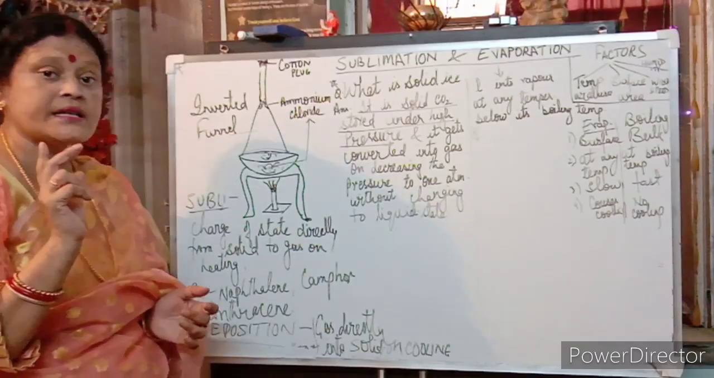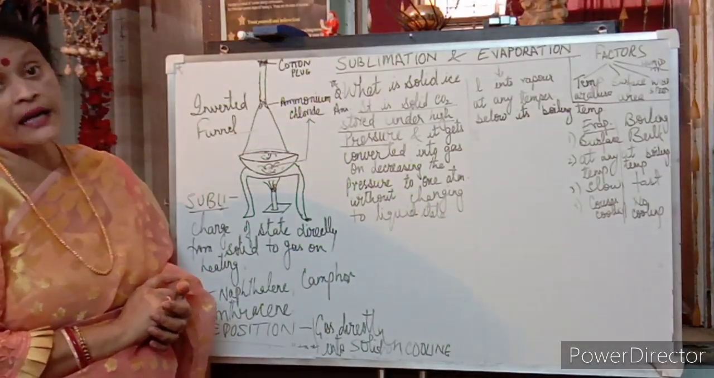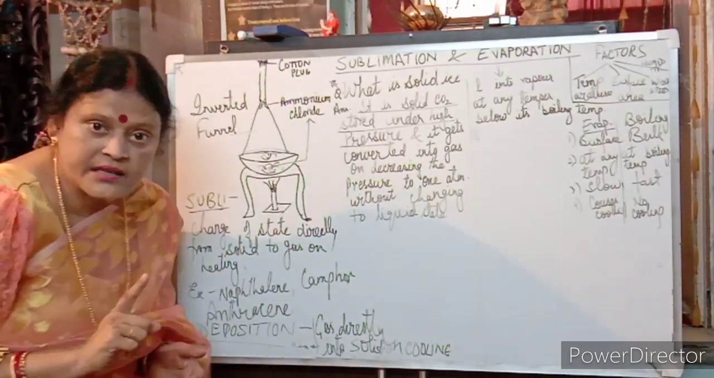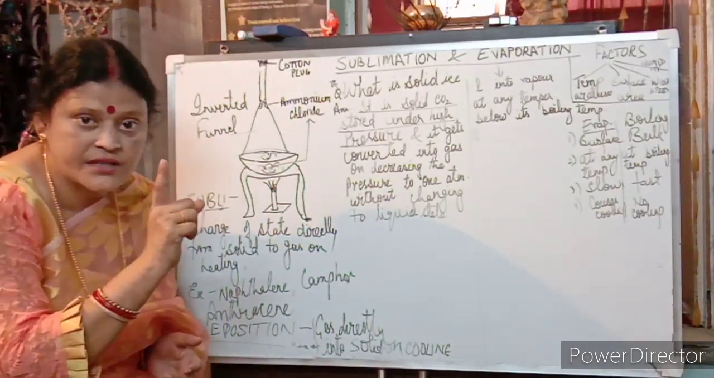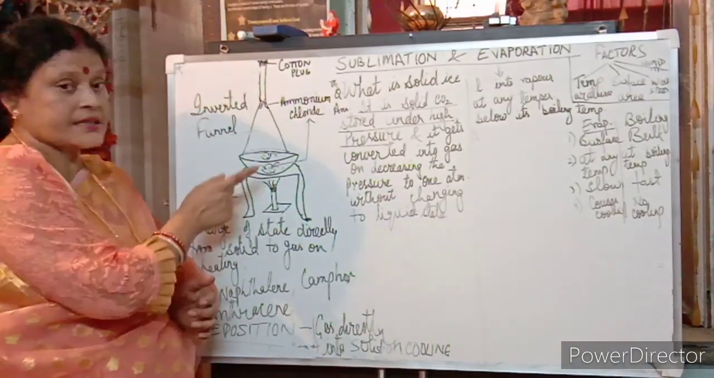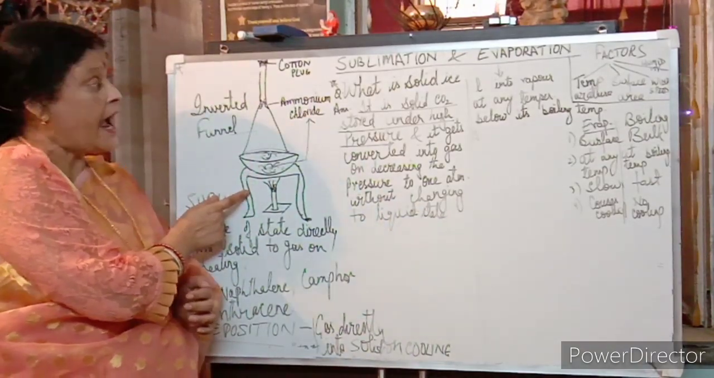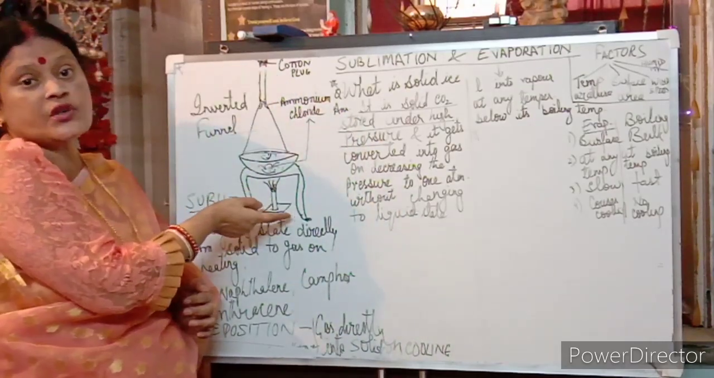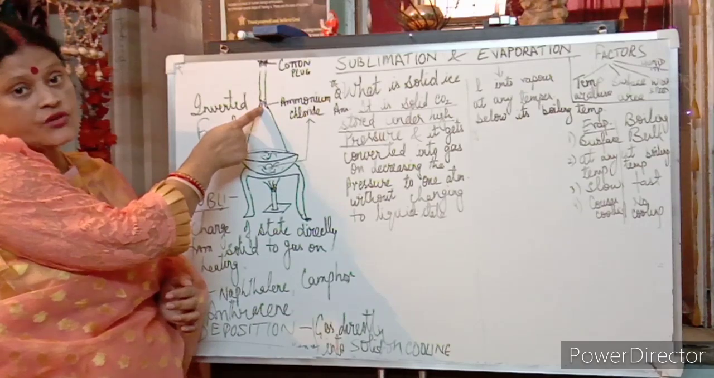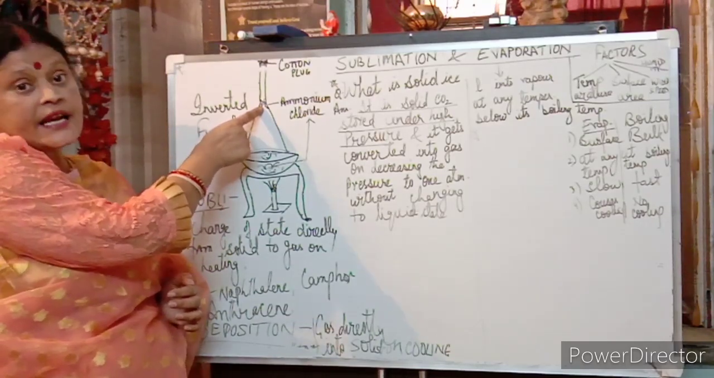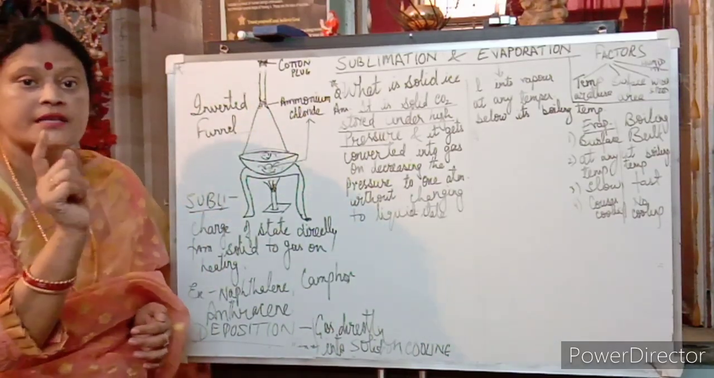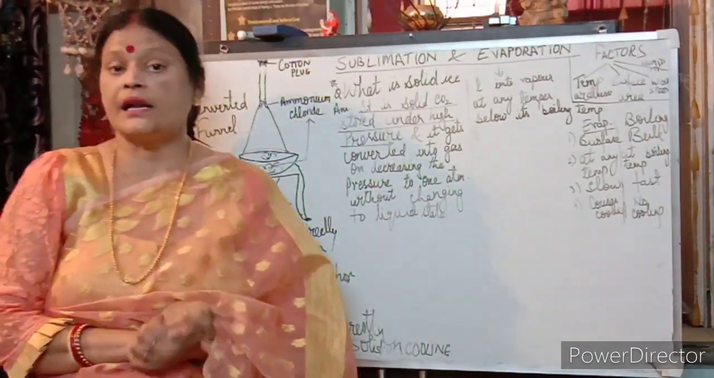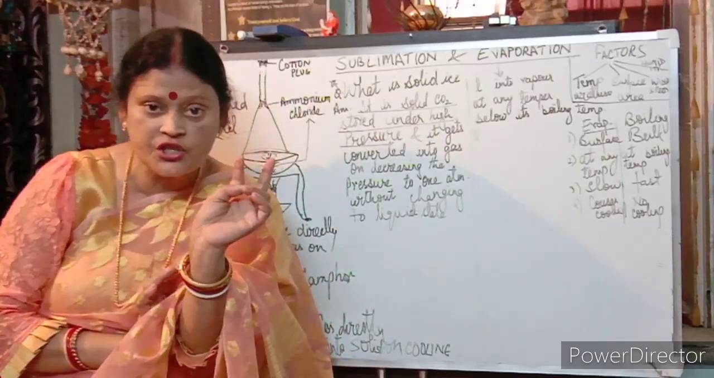So what is the difference? In sublimation, solid directly converts into gaseous state on heating. We will not say vice versa. The gas directly converting into solid state without changing into liquid state on cooling is known as deposition. Clear, the difference between sublimation and deposition?